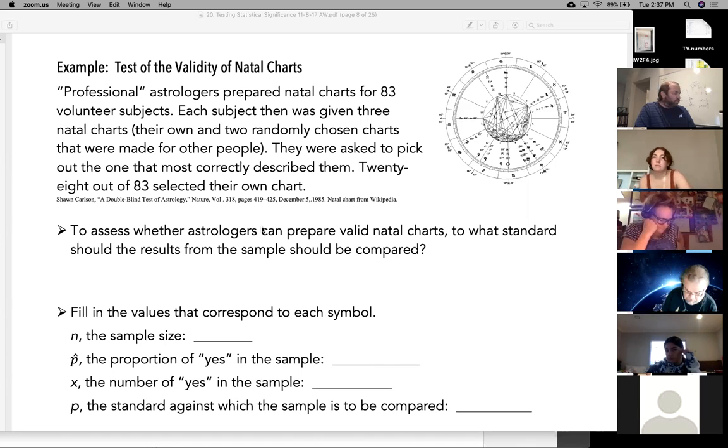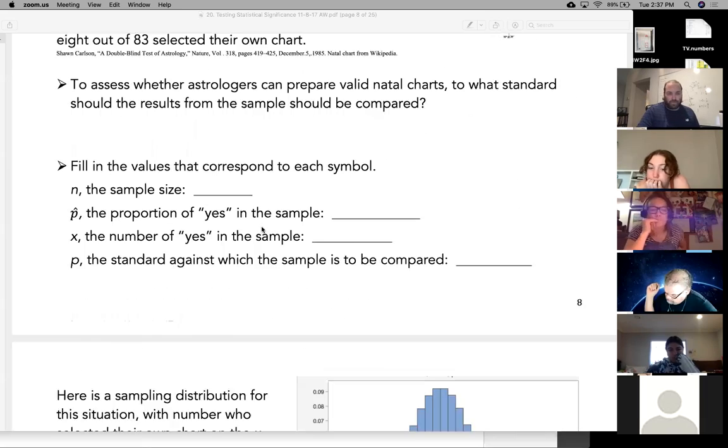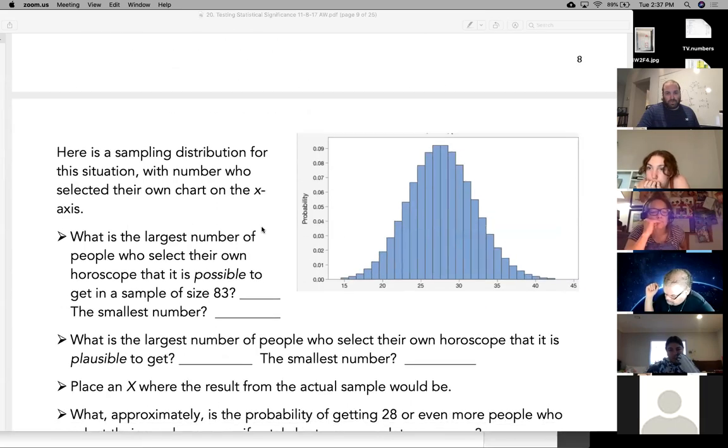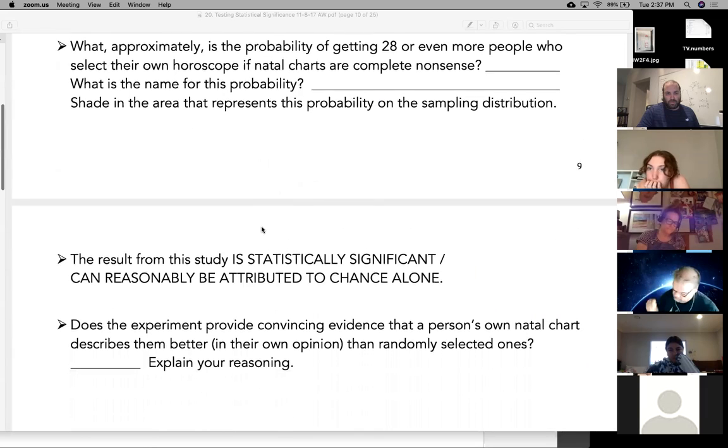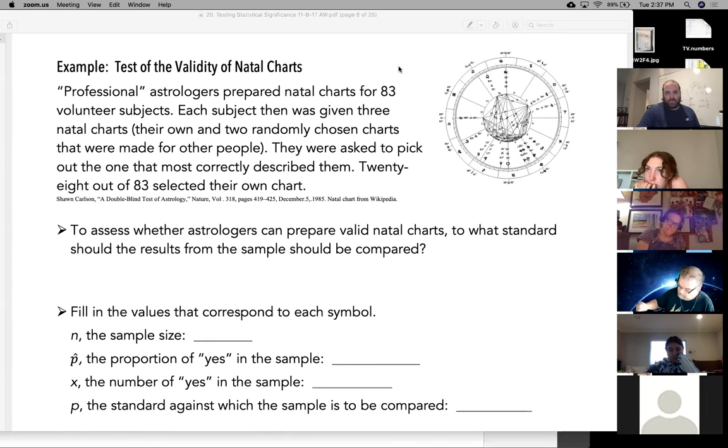If professionals can truly do valid natal charts consistently, what percent of them should have been accurate? 100%. That's the way I read it. So we're going to compare it to 100. Okay, so our value of P, not our P value, the value to which we are comparing our sample, is going to be 1.00, 100%.